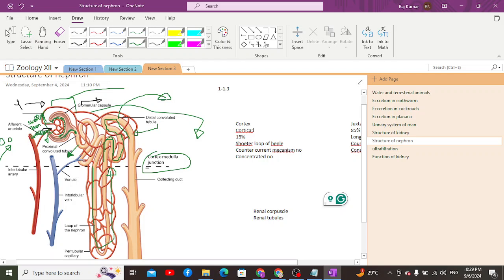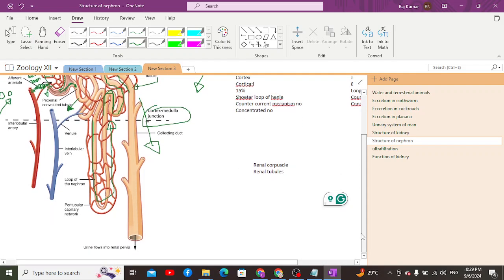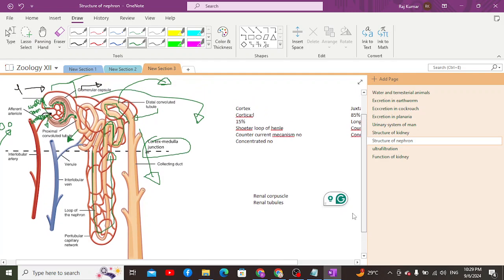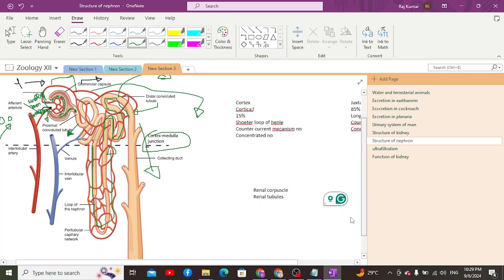The distal convoluted tubule ends up in the collecting duct, and that collecting duct again goes into the medullary region.